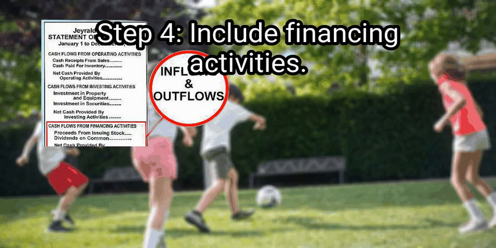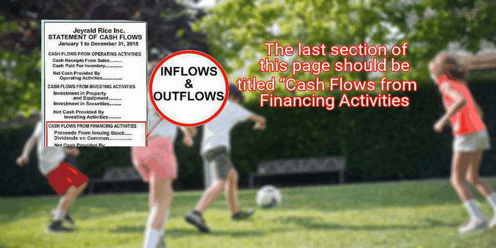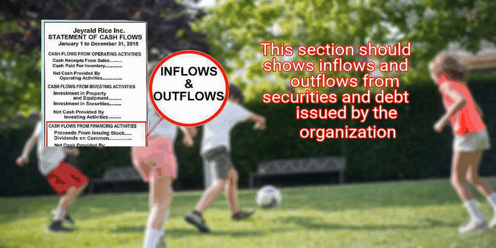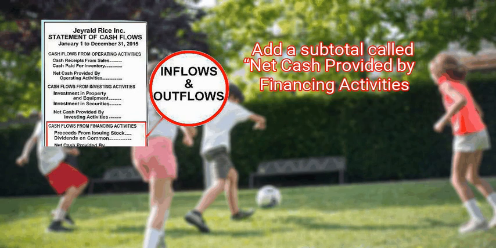Step 4. Include financing activities. The last section of this page should be titled, Cash Flows from Financing Activities. This section relates to the equity portion of the balance sheet. This section should show inflows and outflows from securities and debt issued by the organization. Add a subtotal called, Net Cash Provided by Financing Activities.